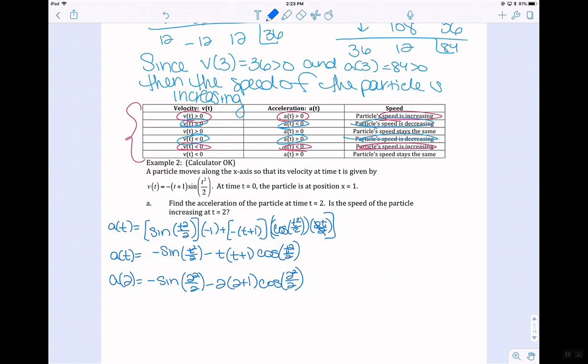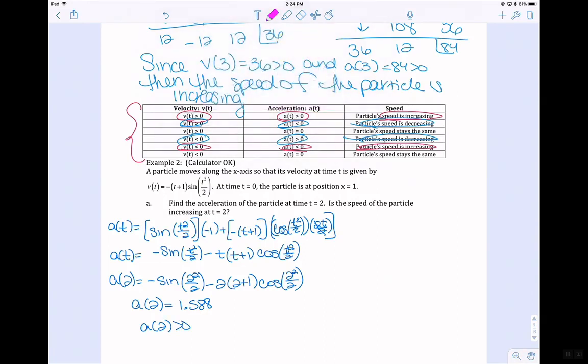And you can simplify this a little bit more if you want to, or you can go ahead and plug it into your calculator. Just be careful with your parentheses and order of operations. Okay? You should get that a of 2 is equal to 1.588. So a of 2 is bigger than 0.